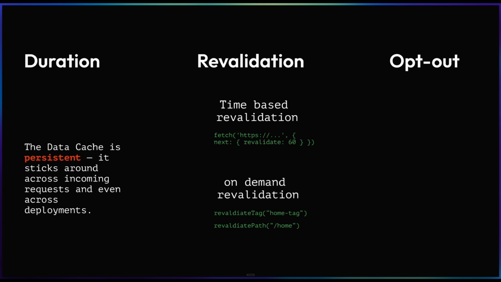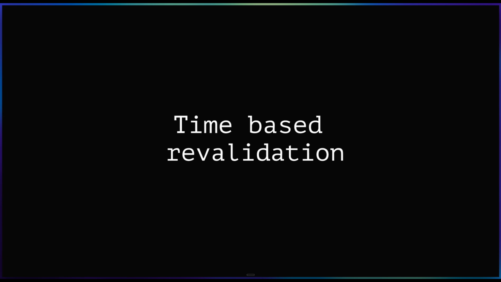Lastly, if you want to skip caching altogether, you can also opt out by using the cache no store option in your fetch request. Now that we know exactly how it works, let's take a look at the flow of time-based revalidation and on-demand revalidations before exploring the code example.